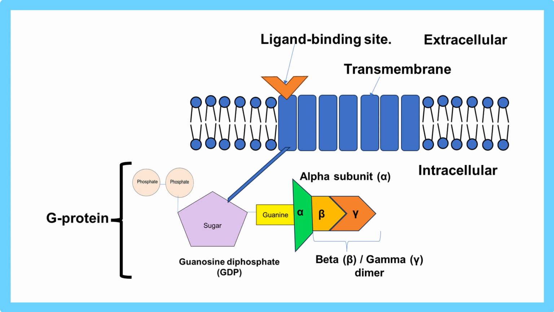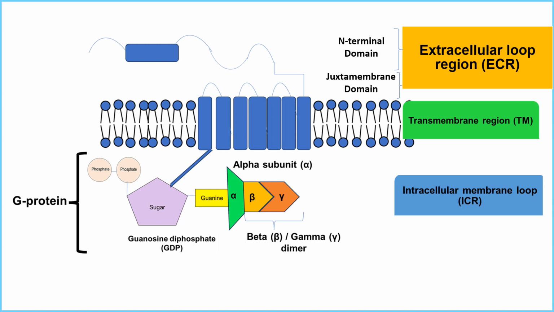So the G protein in an inactive state has the energy source guanosine diphosphate, GDP, and you also have the structure of the alpha subunit and the beta and the gamma dimer. Okay, so the G protein consists of, in an inactive state, the GDP, as well as the alpha subunit and the beta gamma dimer. Okay, you can see that there are loops within the extracellular, and there are also loops within the intracellular.